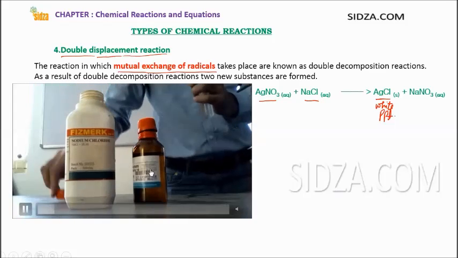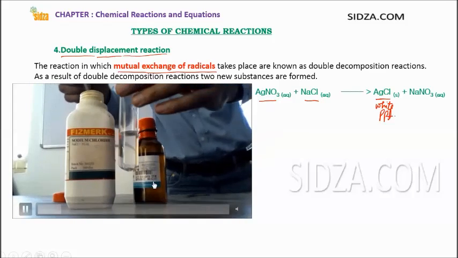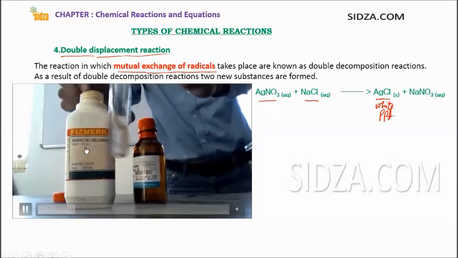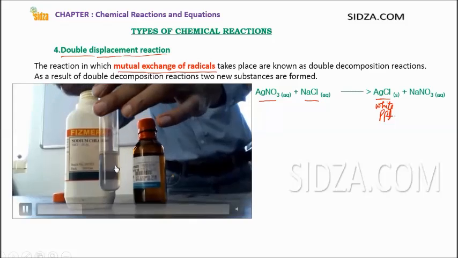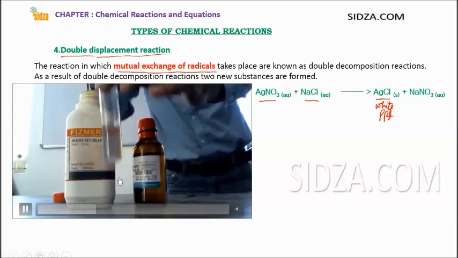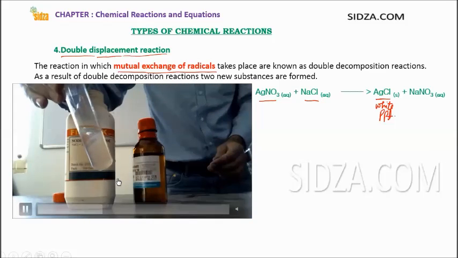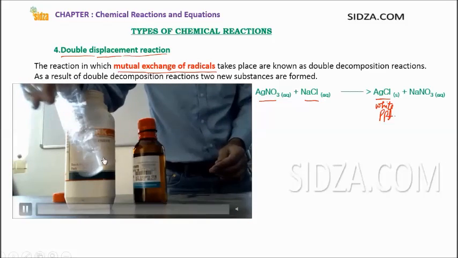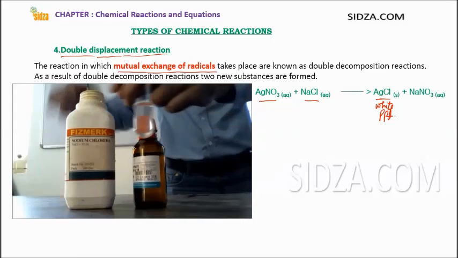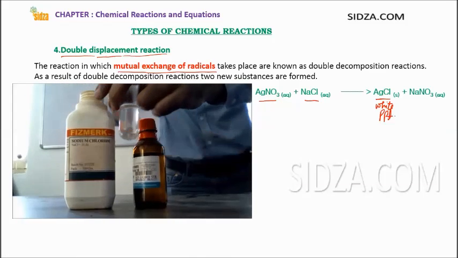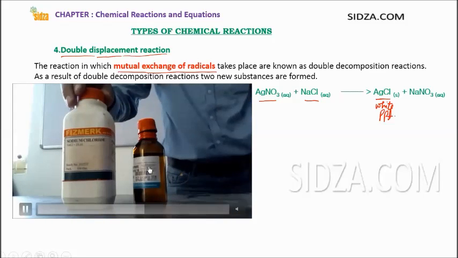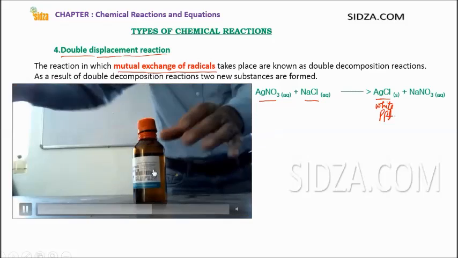Here we have two compounds, sodium chloride and silver nitrate. I'll prepare a sodium chloride solution first, dissolving the NaCl in the water. So I got NaCl solution here, shake it. Okay, now we got the aqueous sodium chloride solution. And now to this sodium chloride solution I am going to add silver nitrate, AgNO3.